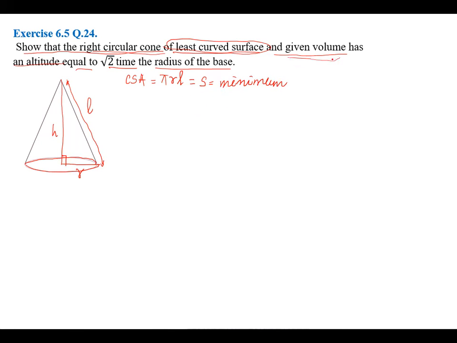Given is volume. Volume is constant here. So what is the formula for volume? It is 1 by 3 pi r square h. This means V is constant. So minimum is there, constant is there. And then what we have to do? We have to show that the cone has altitude equal to root 2 times of the radius. H is equal to root 2 r. You have to prove this.